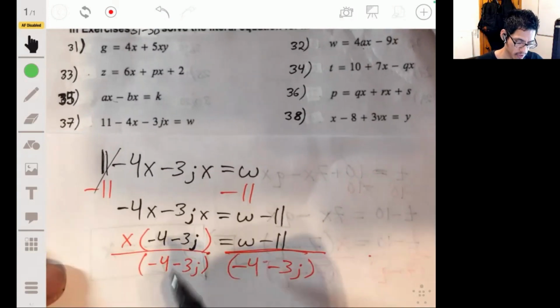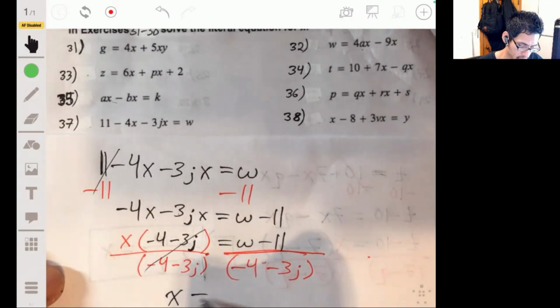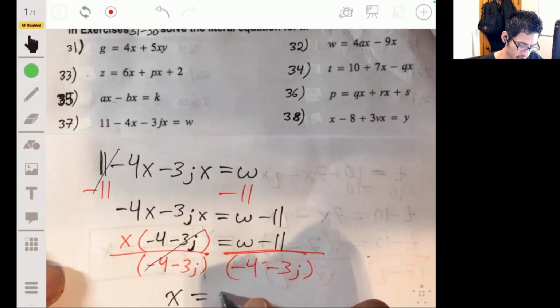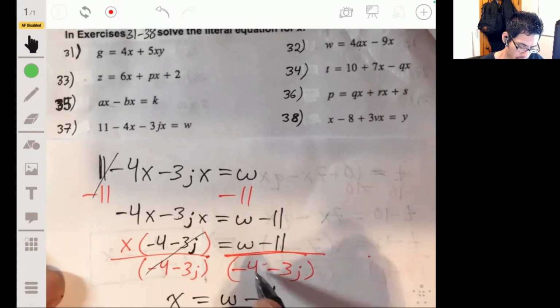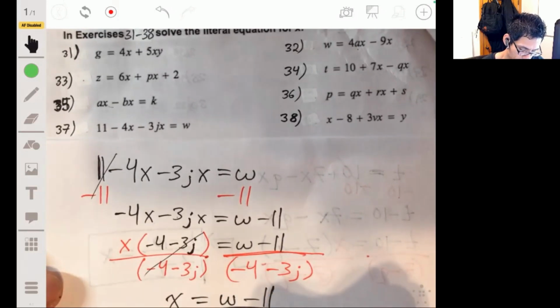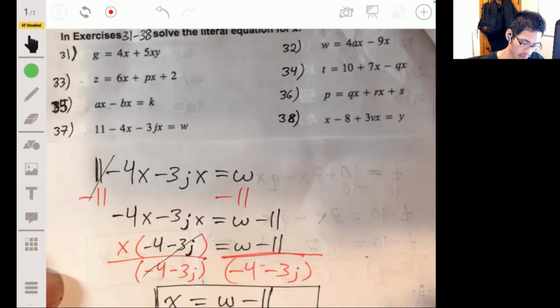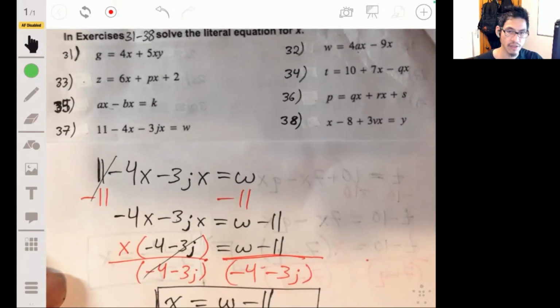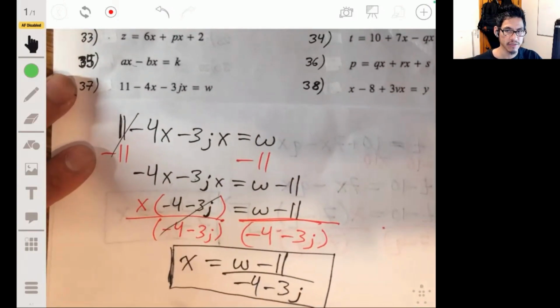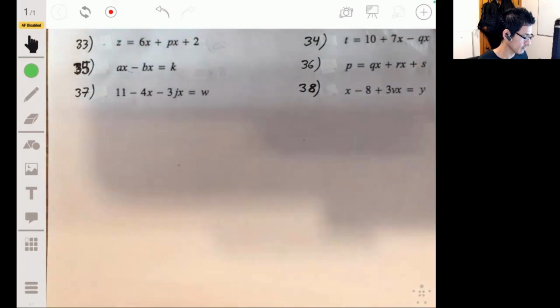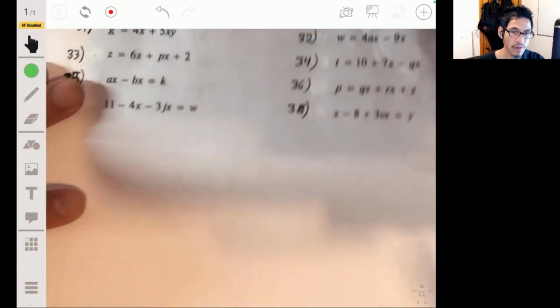There we go. X equals, I'm looking at the clock, we have 1 minute and 37 seconds left. Negative 4 minus 3j. Correct? Correct. Oh, there we go. Correct. All right, un más. That means one more.